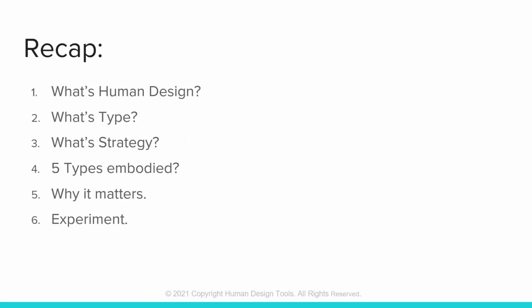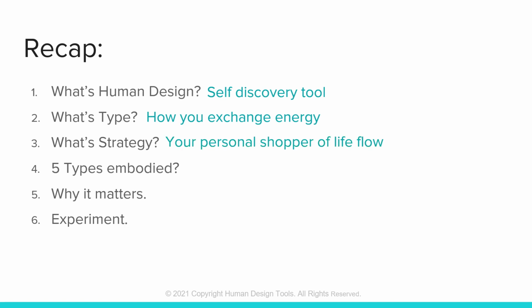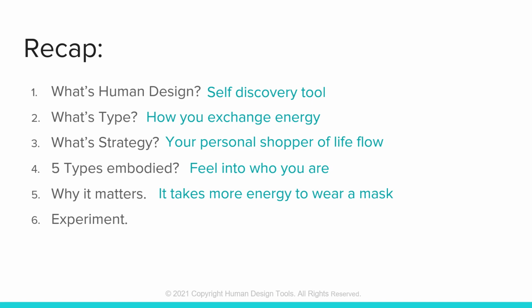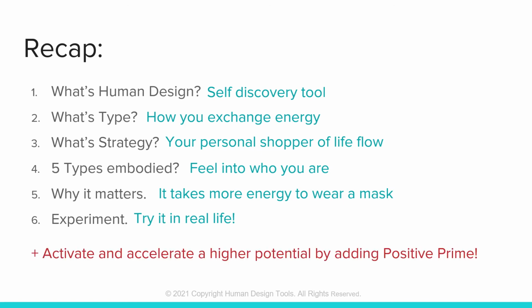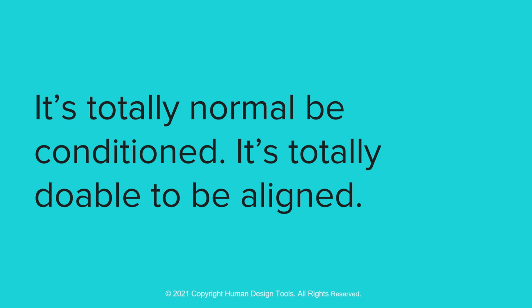So I just want to recap this entire presentation. What's human design? It's a self-discovery tool that can help you learn more about who you truly are. What is type? It's how you exchange energy with the world and the people around you. Strategy is your personal shopper of life flow, so it's like how you flow in life. And the 5 types embodied help you feel into who you are. Why it matters is because it takes more energy to wear a mask than just to be who you truly are. And then experiment by trying it on in real life. And of course, activate and accelerate a higher potential by adding in Positive Prime. It's totally normal to be conditioned. We all are, but it's totally doable to be aligned, especially once you become aware. And this presentation has helped you with that.